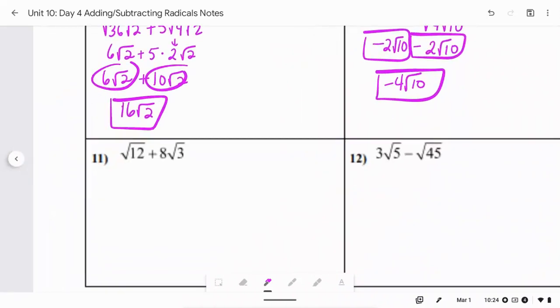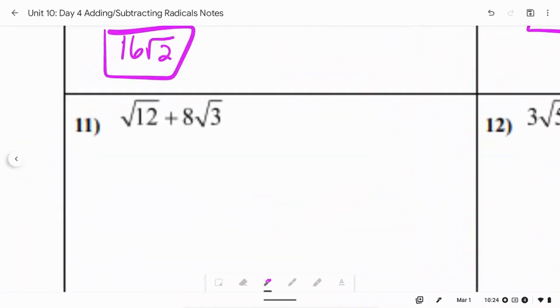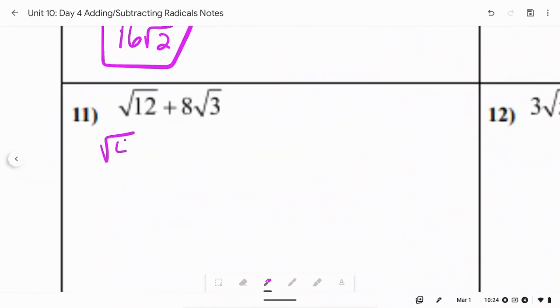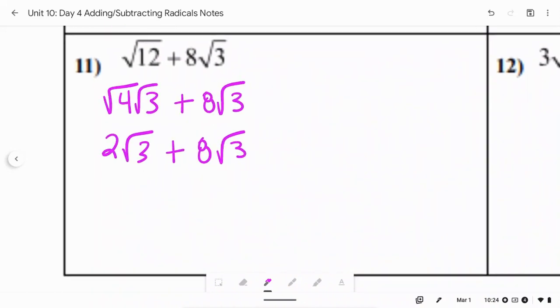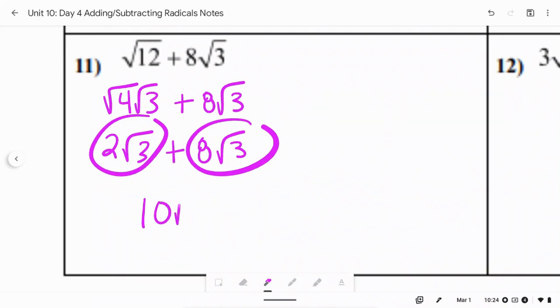Okay, last 2 examples. In number 11, I can reduce the square root of 12 to 4 times 3, and then bring down the plus 8 square root 3. The square root of 4 becomes 2 square root 3, and then bring down the plus 8 square root 3, and now they're like terms that I can combine. So I would get 10 square root 3 as my final answer.